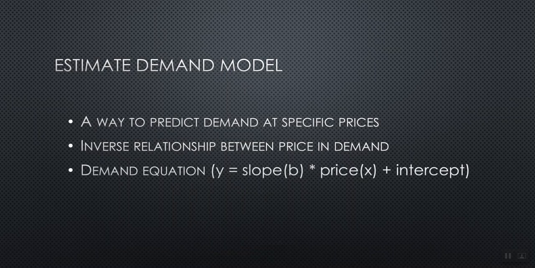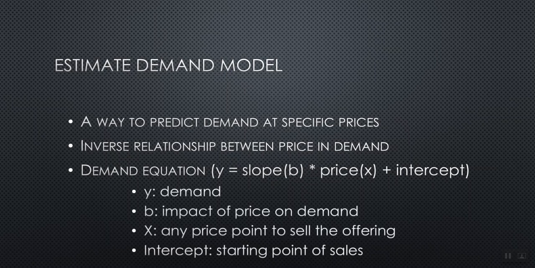And the demand equation, it looks very familiar. It's simply a line equation. It's y equals slope, b or beta, times price, x, plus some intercept. So y is the demand. It is our outcome variable. It is what we're trying to estimate.